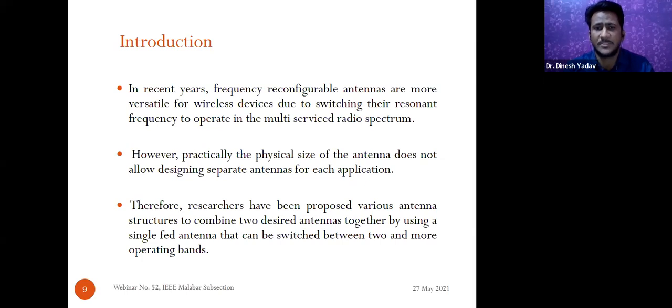That means the main focus is, without changing the physical structure of the antenna which we are designing for a particular application, we switch to another resonant frequency, or phase, or polarization. This is the basic principle behind it, and it gives versatility to the reconfigurable antenna, so that the antenna we are using for one application, we can switch to another application. This is the whole idea.